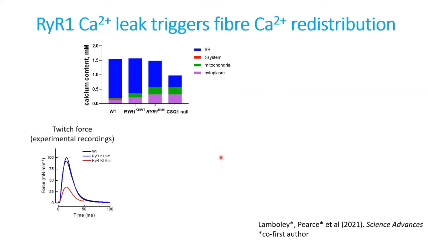We measured twitch force recordings in whole EDL muscles. And what we found, of course, wild type here in black, our heterozygous mice in blue, we got basically the same responses, which we were expecting. We also know that the calsequestrin null, which has been recorded by Chris Ward's lab, there's no difference in twitch force in calsequestrin null and wild type. However, our homozygous mouse showed much less force than the wild type.